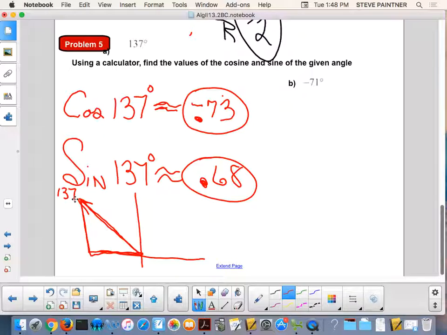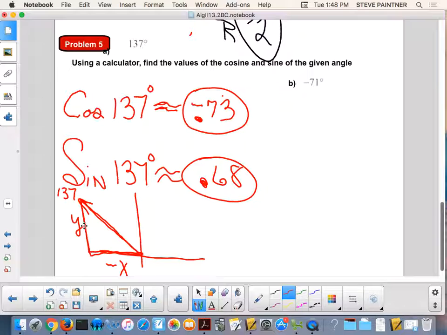Yeah, and you're right. But you guys should be saying, cosine is x, and the x is negative. Sine is y, and the y is still positive. So this is why you're coming up with negative and positive answers.